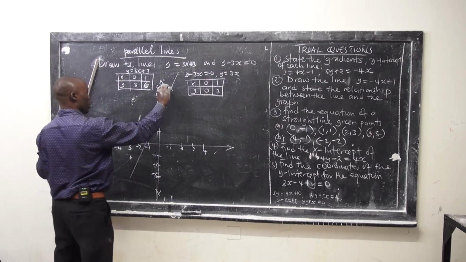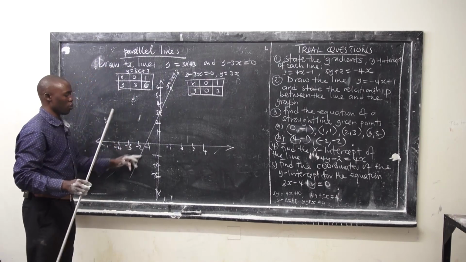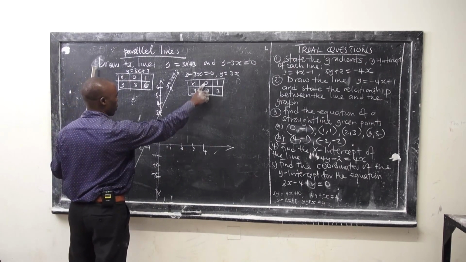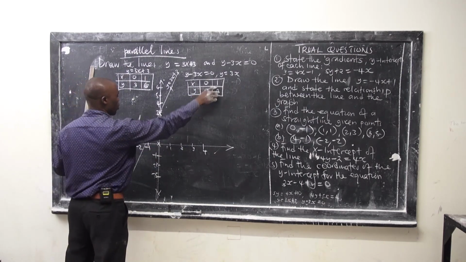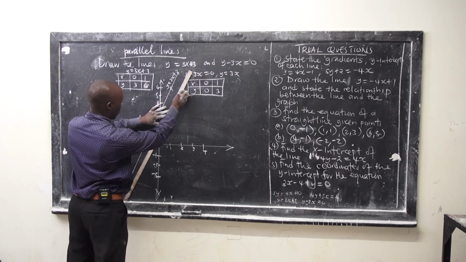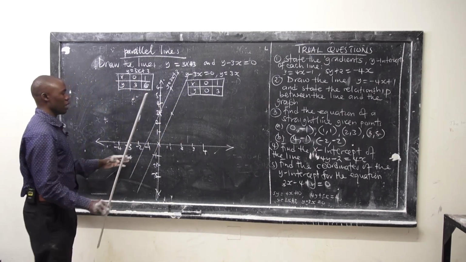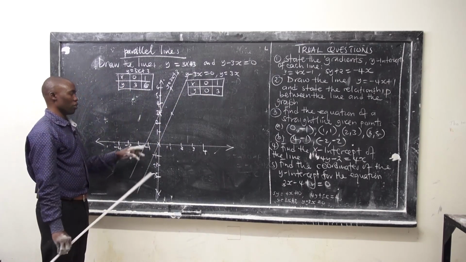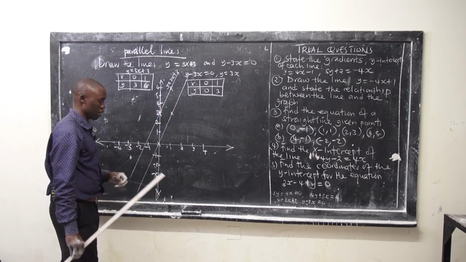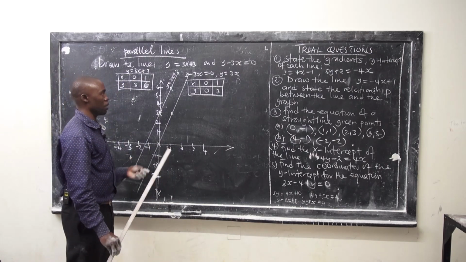My blackboard is not like a graph paper, so endeavor to plot on a graph paper. It can cut where it's not supposed to cut, but the idea is to show you how the lines look. So (0, 0) for this other line, then (1, 3). When we sketch the two lines, we realize that they are parallel to each other, or they have equal distances of separation from each other and will never meet. So lines which have equal distances of separation and can never meet are parallel lines.